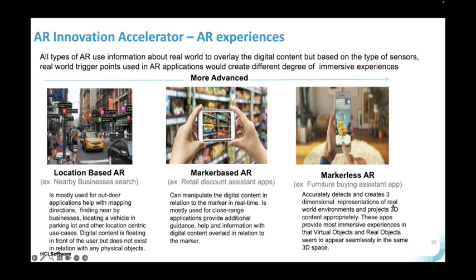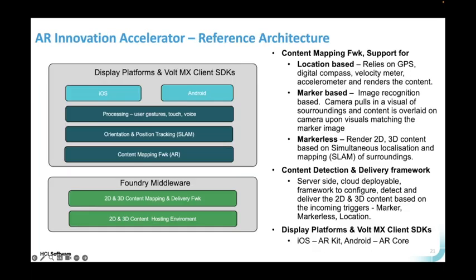And another type is called markerless AR, which I think we have all looked at one time or the other. It is basically having 3D renderings of a model that you can put in, say, your living room if you're buying furniture, and see how it looks. You can make it bigger, smaller, put it in a specific location and see that. All types of these applications can be built with VoltMX, and I'll show you a few video demos of that.